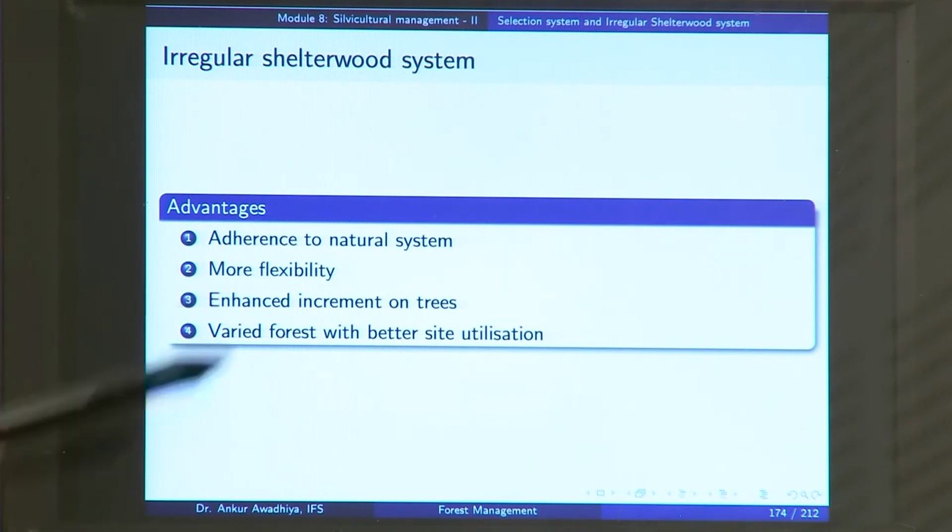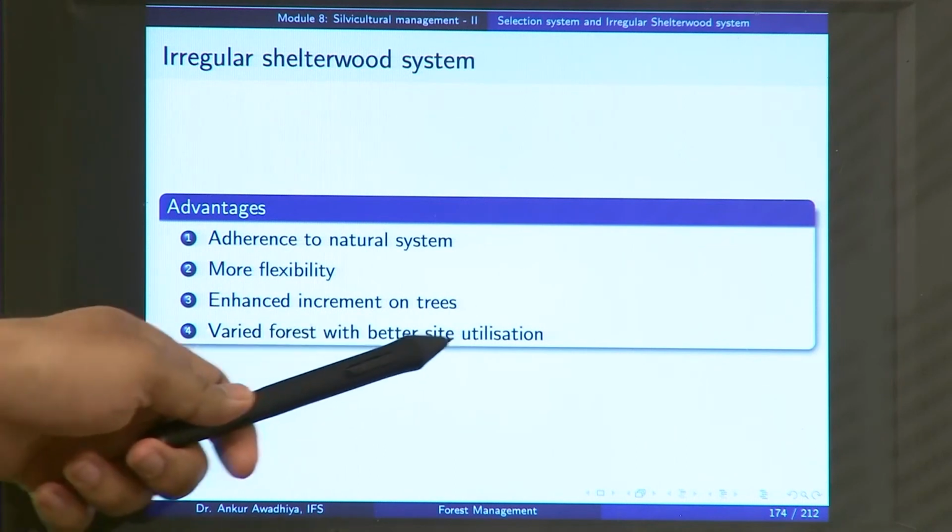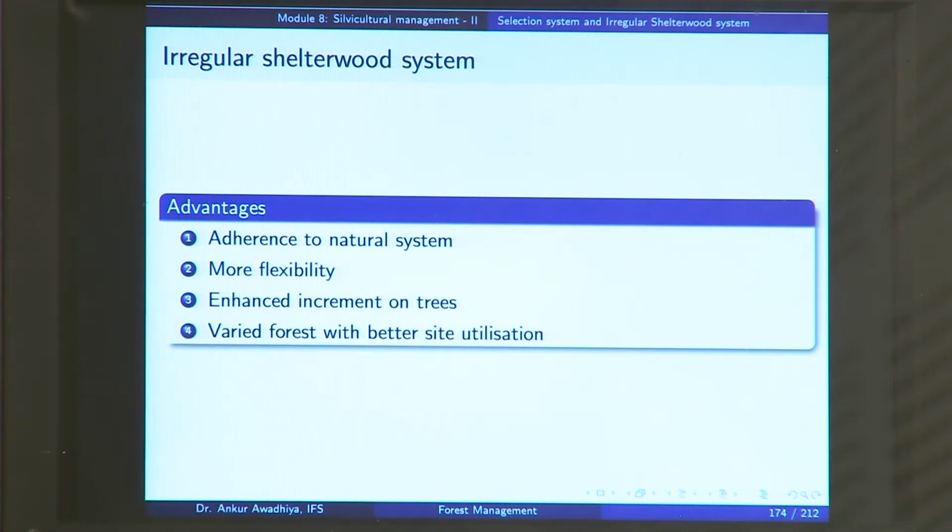There is an enhanced increment on trees because you are using the selection system, but at the same time you have a varied forest with better site utilization. The forest now is varied because in certain areas you have an even aged forest in those areas where you are using a Shelterwood system. In those areas where you are using a selection system, you are having an uneven aged forest, and so combining both of these together is giving you a varied nature of the forest, and there is a better site utilization.